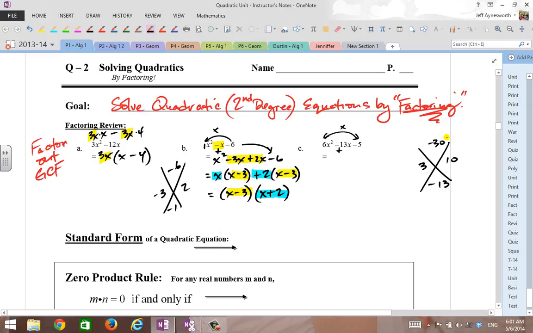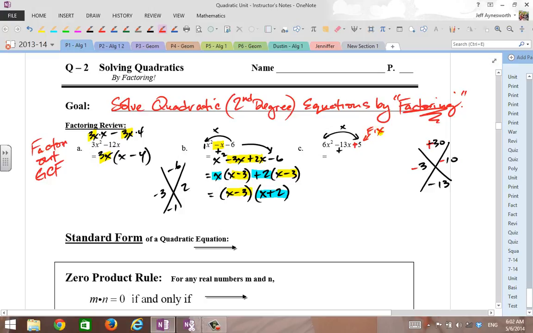Oh, you know what? I'm going to have to change this right here. Everybody, this is a typo here. Let's make this positive, positive 30. What two numbers multiply to 30 and add to a negative 13? Well, how about negative 3 times negative 10? They multiply to 30 and they add to negative 13. Change this, fix it. That was a typo.